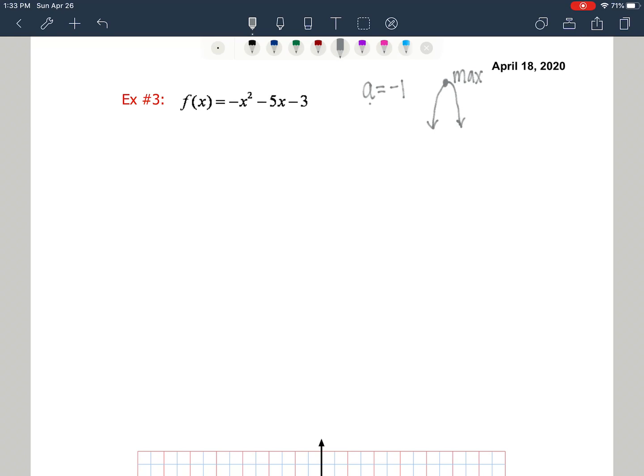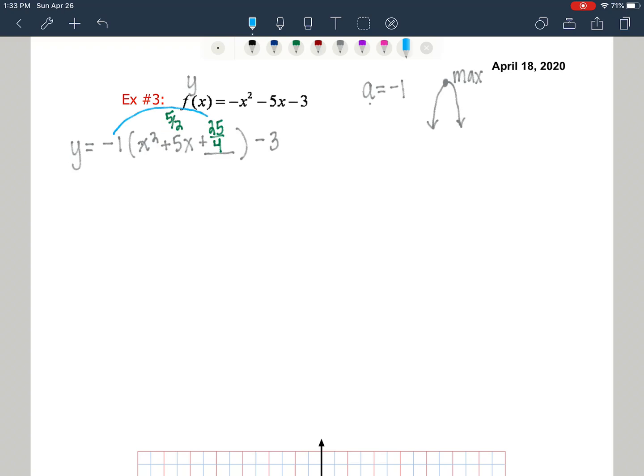So I'm going to come over here. I'm going to change my f of x to a y. And I have y equals, I'm going to factor the -1 out of the variable terms, giving me x squared plus 5x. I'm going to leave room to complete the square. And then I've got the constant on the outside of the parentheses. Now half of 5 is 5/2. If I take 5/2 and square it, I get 25/4.